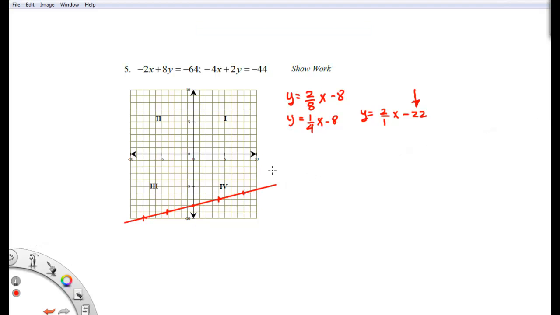So there's the line for the first equation, equation A. Now we're going to go ahead and do the line for the second equation. Now what we're going to do on this one, so what we're going to do is we're going to take this equation here, equation B, and we're going to find the x-intercept.